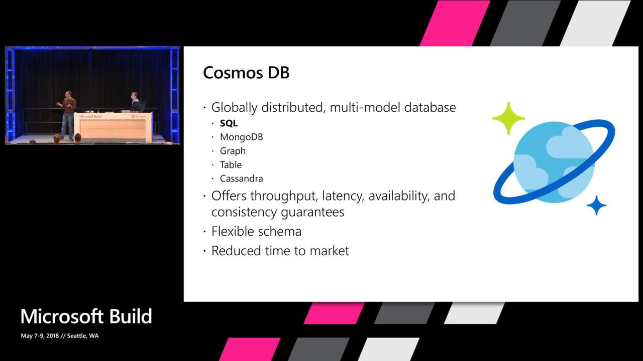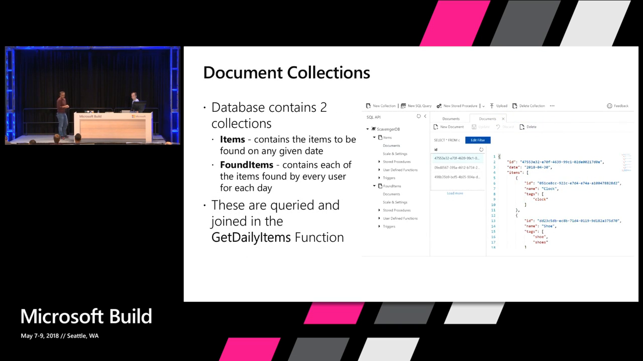And since Cosmos DB is a platform as a service offering, you don't need to worry about updating, about rebooting, about patching, about everything, right? It's not our problem to do that. So in our application, we have 2 collections. Think of collections in Cosmos DB like a table in a regular relational database. The first one is called items. This collection contains the items that are to be found for any given day.